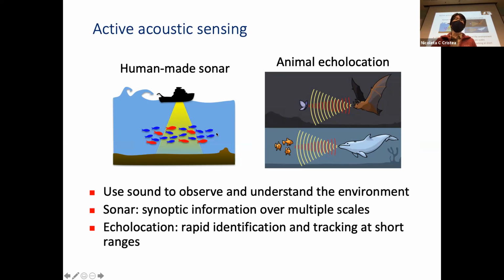The human-made sonar systems are particularly effective in collecting synoptic information over different temporal and spatial scales, whereas the echolocating animals are really good at rapid identification and tracking at short ranges, because a lot of times they want to catch that thing they are tracking, right? They want to eat it, basically. So my work actually spans both the human-made sonar engineering side and also animal echolocation. In this talk, I'm going to focus on the left-hand side, the human-made sonar type of data application in the ocean.